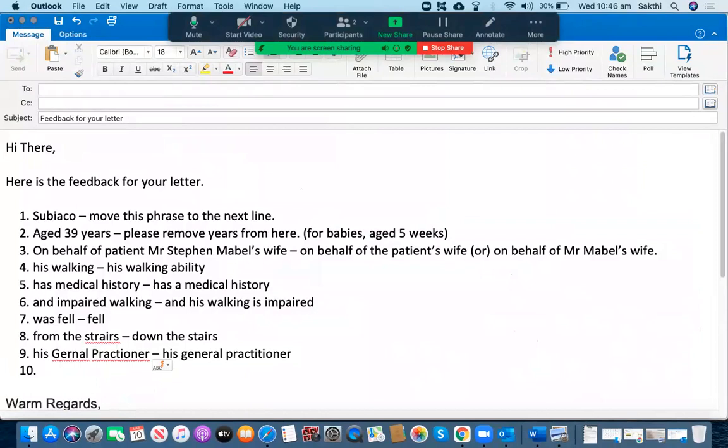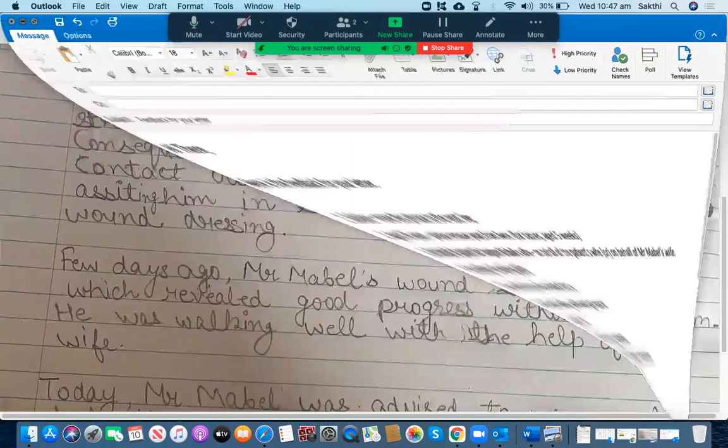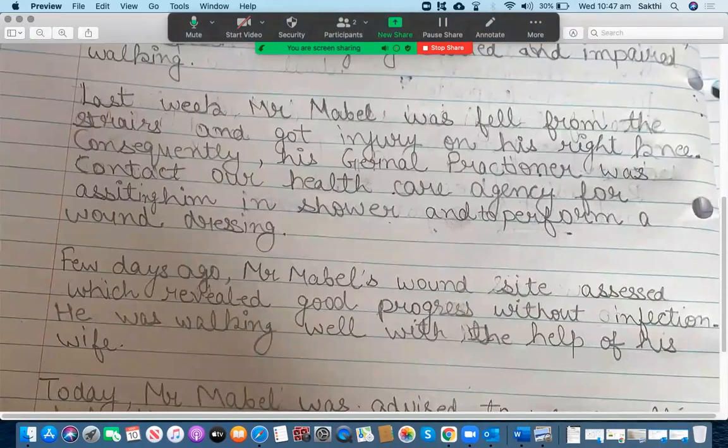And then the spelling mistake. General. It's G-E-N-E-R-A-L. General practitioner. P-R-A-C-T-I-T-I-O-N-E-R. Okay. Spell the words correctly, please. Because incorrect spelling is going to damage your score like anything if you commit so many mistakes.